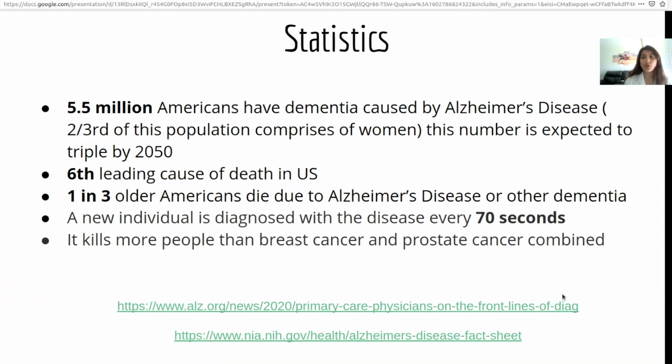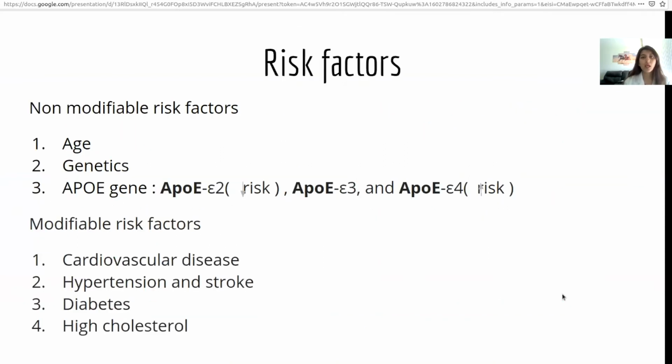So it is very important in the sense that women are mainly affected more by Alzheimer's disease than men. This number is expected to triple by 2050. It's the sixth leading cause of death in the United States, and one of three older Americans die of Alzheimer's disease or other dementia. A new individual is diagnosed every 70 seconds, and it kills more people than breast cancer and prostate cancer combined. So, what are the risk factors for Alzheimer's disease?